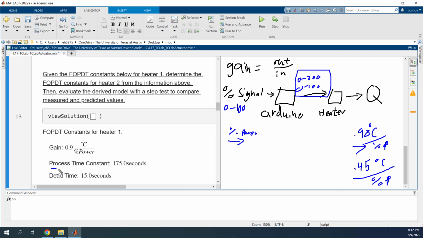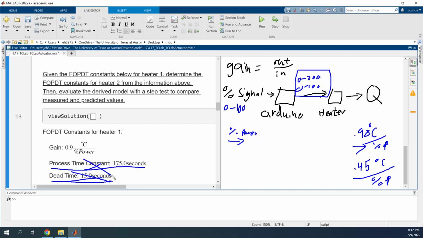Now the question is, will that change the process time or the dead time? What determines each of those? Well, the dead time is just determined by the delay between the signal being sent and a response. That shouldn't be different, so that should be equal. The process time is how long it takes for the response to get to the steady state condition. What's that determined by? Well, in our sensor and heater system, it's determined by the heat capacity of the heater. Now the heaters are the same size, and so energy in will change the temperature at the same rate for both heaters.